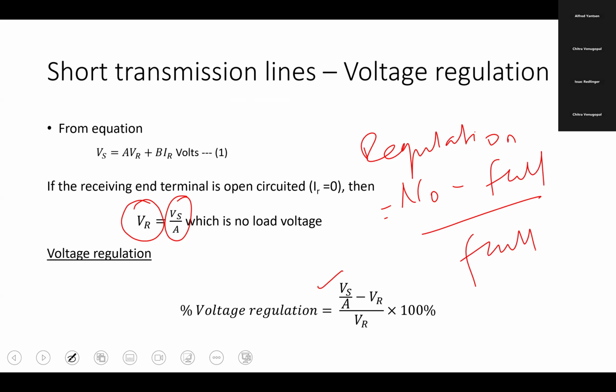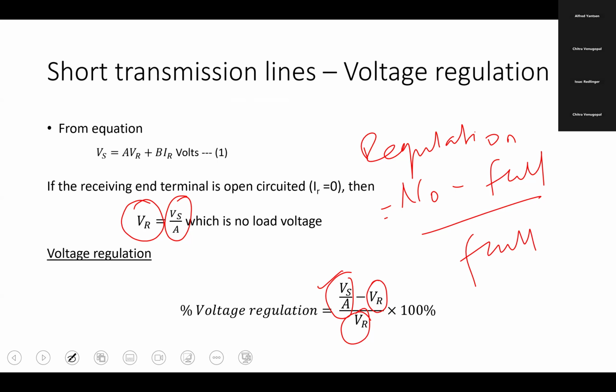So this is no load. This is full load divided by full load. When it is no load, your VR is determined by A. When it is full load, whatever you are receiving is VR. It is not dependent on A. That is what we are looking at.